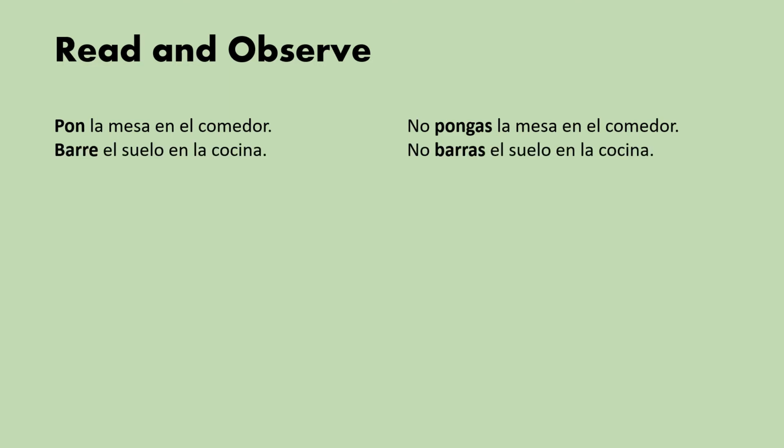So the first thing we're going to do is just read and observe. You're not going to write anything down yet. So the first two sentences are: Pon la mesa en el comedor. No pongas la mesa en el comedor. What I want you to do as you listen to these and read along with me is just observe the differences in the sentence on the left versus the sentence on the right. So I'm going to say them again. Pon la mesa en el comedor. No pongas la mesa en el comedor.